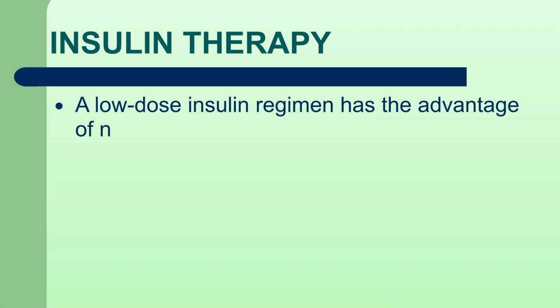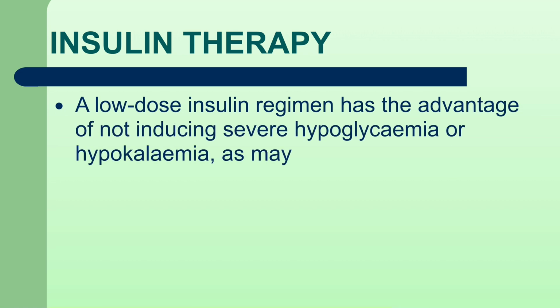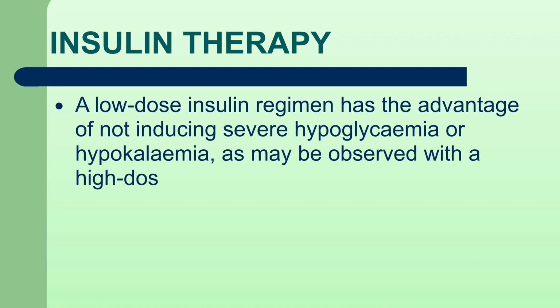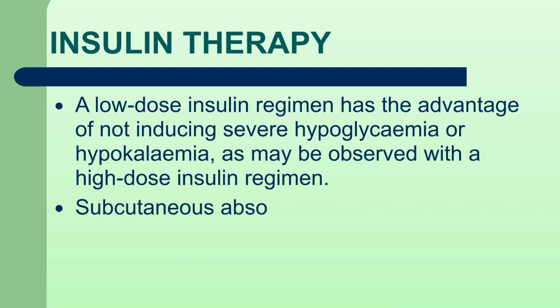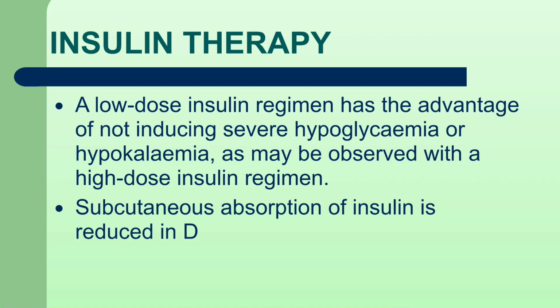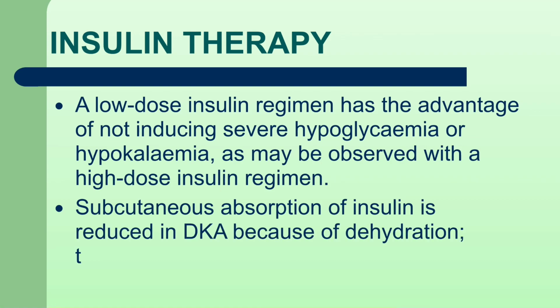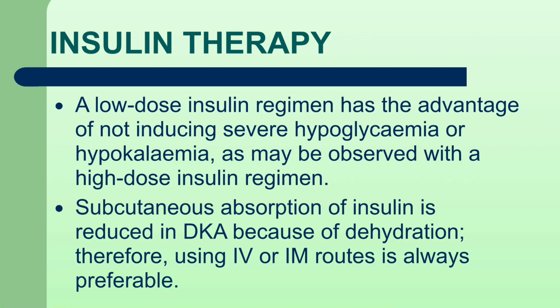Insulin therapy. A low-dose insulin regimen has the advantage of not inducing severe hypoglycemia or hypokalemia, as may be observed with a high-dose insulin regimen. Subcutaneous absorption of insulin is reduced in DKA because of dehydration, therefore, using IV or IM routes is always preferable.